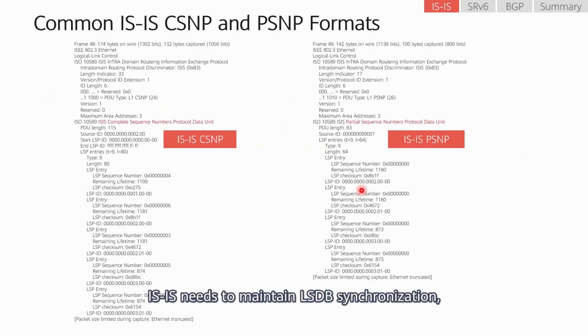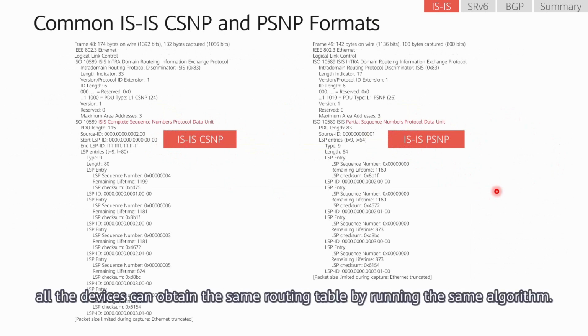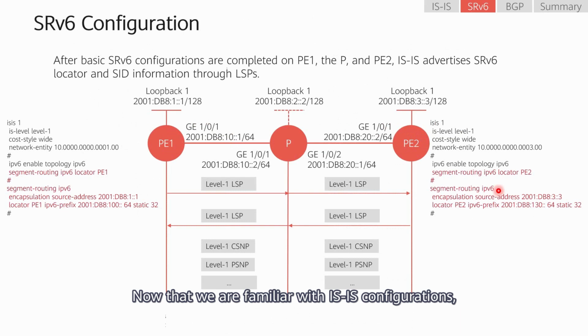IS-IS needs to maintain LSDB synchronization, which is usually achieved through CSNPs and PSNPs, ensuring that all the involved devices have the same LSDB. In addition, all the devices can obtain the same routing table by running the same algorithm. Now that we are familiar with IS-IS configurations, let's look at SRv6 configurations.